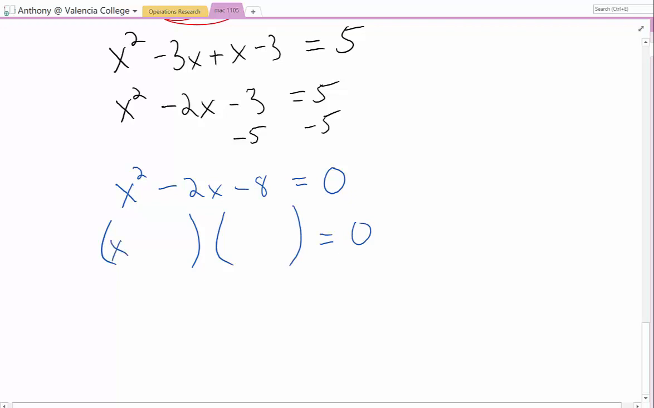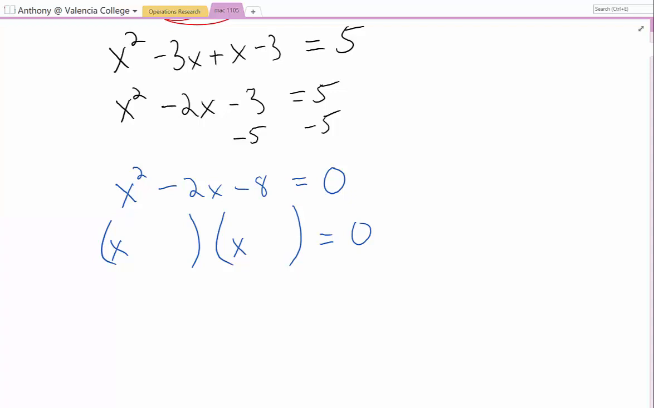1x squared, so we can go ahead and put our x's in here. Once again, we're looking for a set of numbers that multiplies to a negative 8, but then they sum and give us a negative 2. So think about the ways that we can multiply to get 8. 1 and 8, there's no way to get that into a negative 2. But what about 4 and 2?